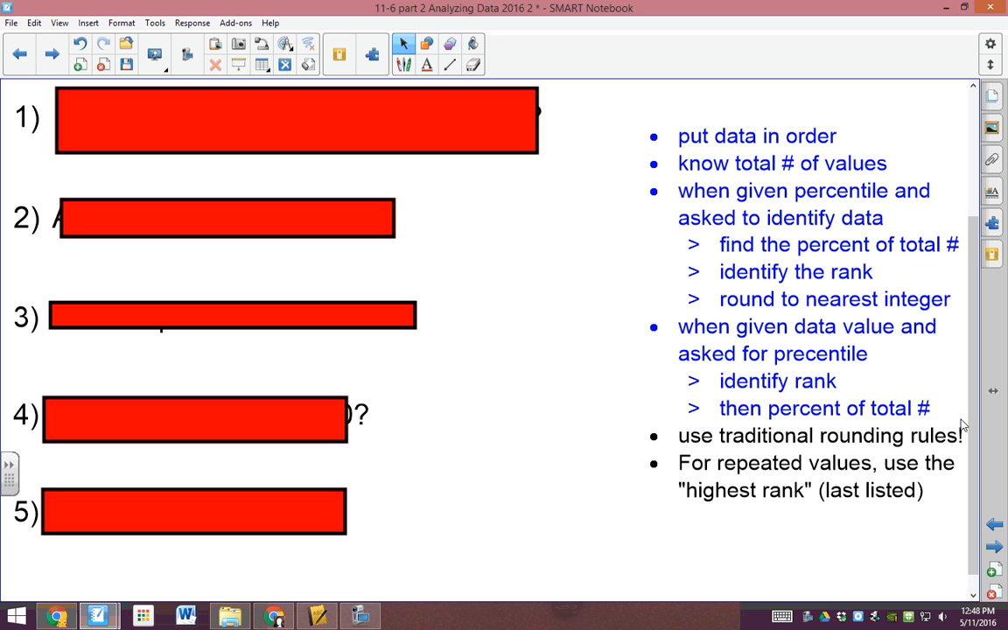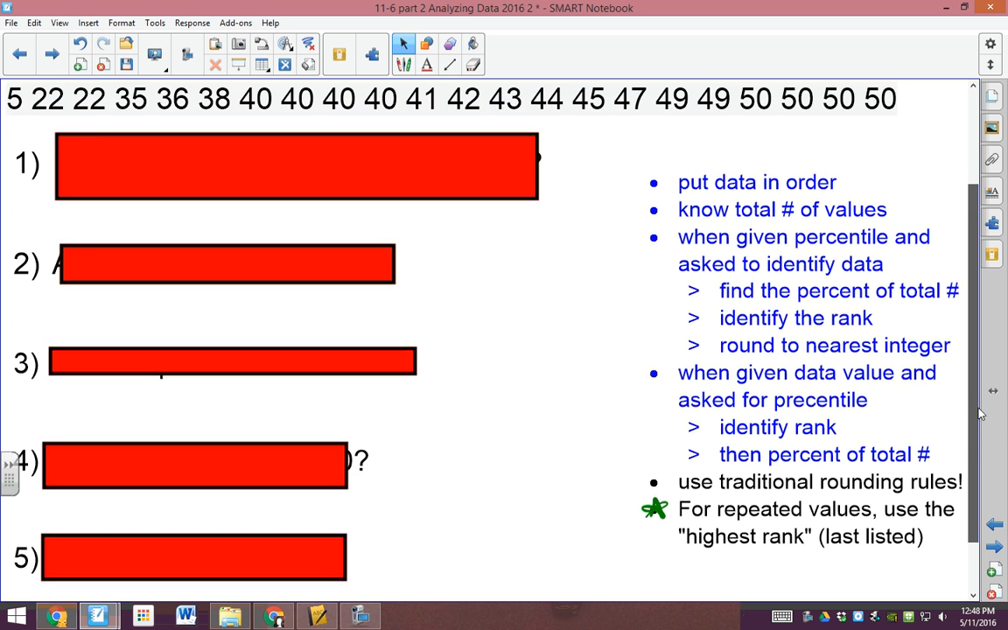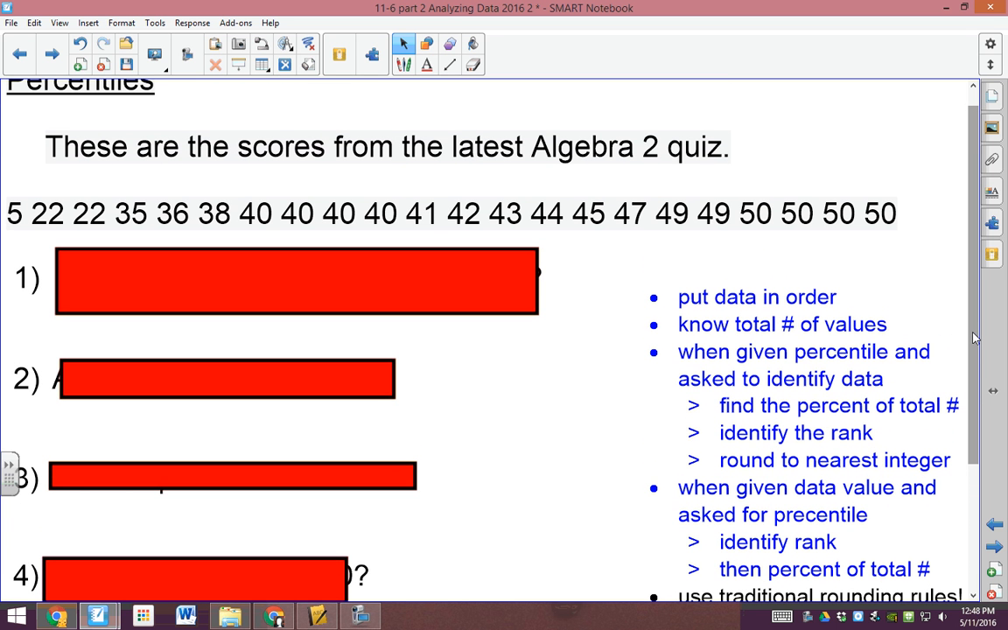Things do get a little tricky when there are repeated numbers. As we mentioned earlier, there is a little bit of disagreement in the math community about how to handle that. We're going to follow what the book says, and they said just count the highest score or the last score. So if you have a bunch of 22s, you count the last one for your calculation? Yes. And we'll do a couple of those so you'll get to see.